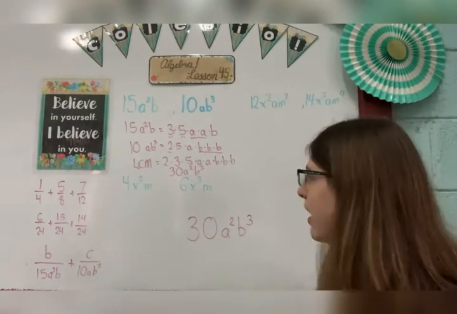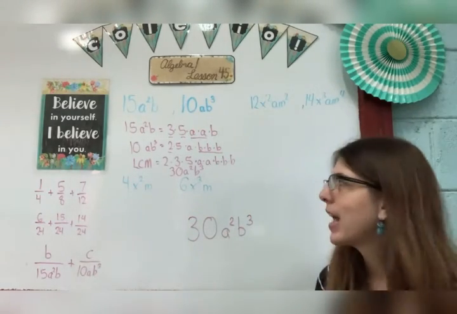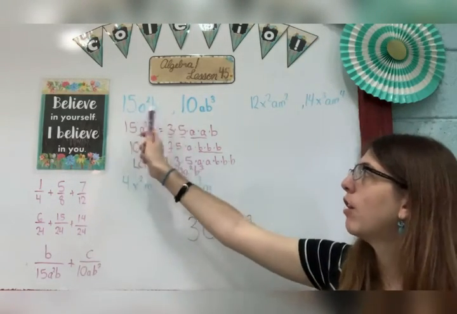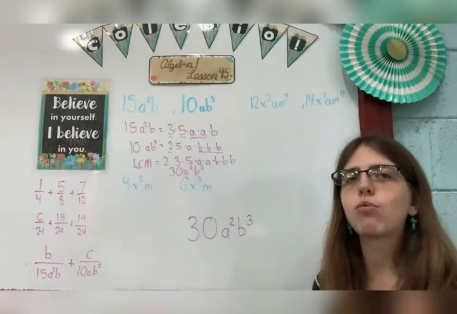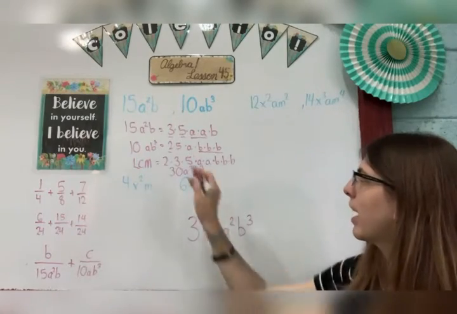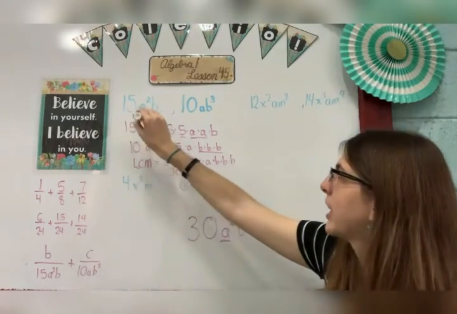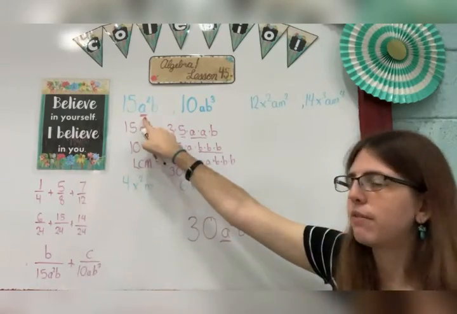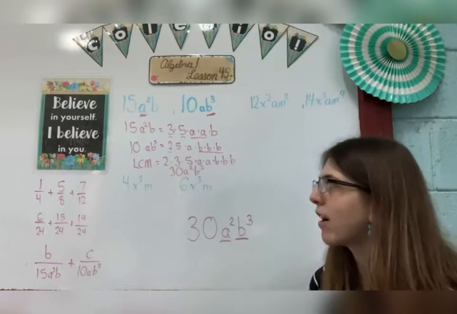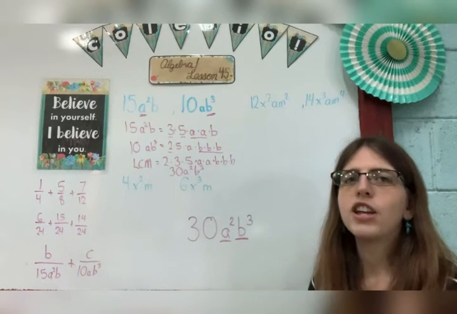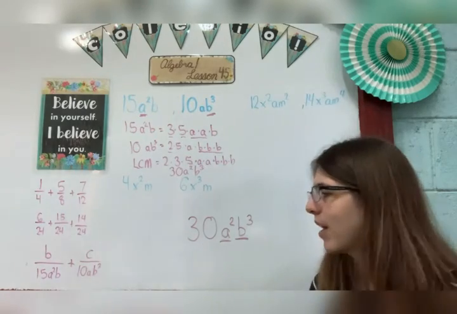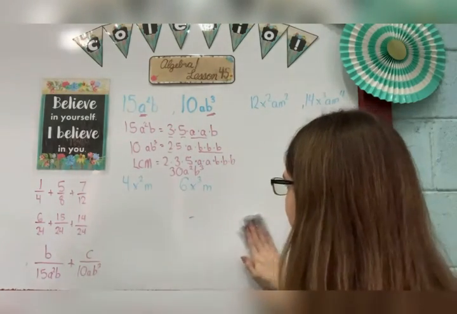Here's a shortcut that you can take, okay? Really, all that you have to do is find the least common multiple for your numbers. That's all you have to write out. When it comes to your variables, notice that a squared matches the biggest exponent for my a variable. b cubed, that matches the biggest exponent for my b variable. So that's the shortcut. Just find the letter with the biggest exponent, and that's the one that you use. Okay, so let's try that with this one.